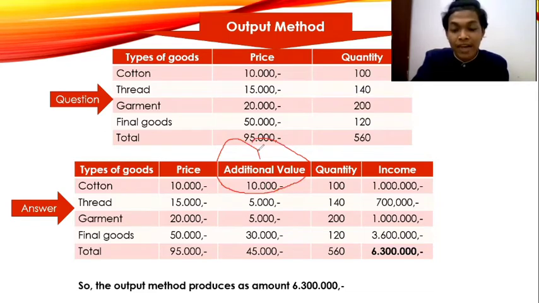Additional value can be gotten by reducing the products. I mean like this. For the first one, the additional value for the cotton is still 10,000, because it is a very basic product that the company produces. And then the thread is 15,000, but the additional value for the thread itself becomes 5,000, because 15,000 minus 10,000 from the cotton.